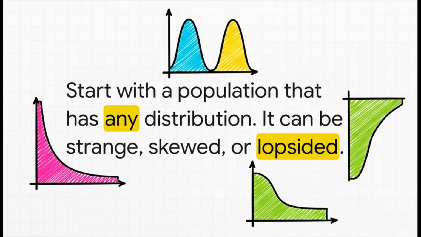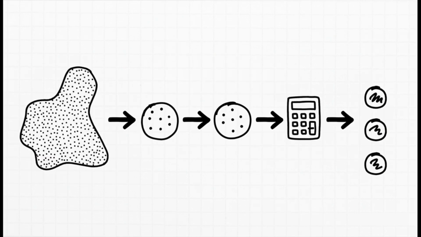Imagine a population where the data, if you plotted it, looks really weird. Maybe it's all clumped up on one side, or maybe it has two different peaks. It's anything but a nice, neat bell curve. Okay, so from this weird population, we start taking samples. We grab a random handful of data points, calculate their average, and we write that average down. Then we do it again, and again, and again. We do this hundreds, maybe thousands of times, and we end up with a brand new list that's made up of nothing but sample averages.